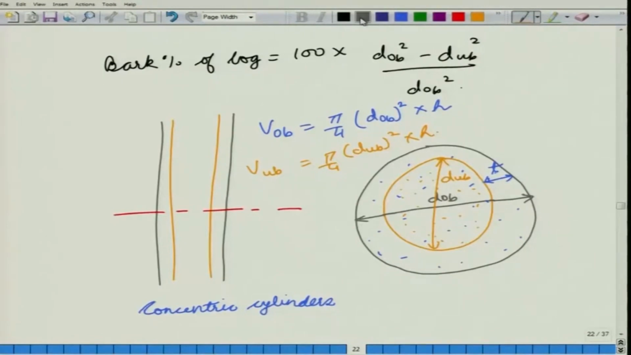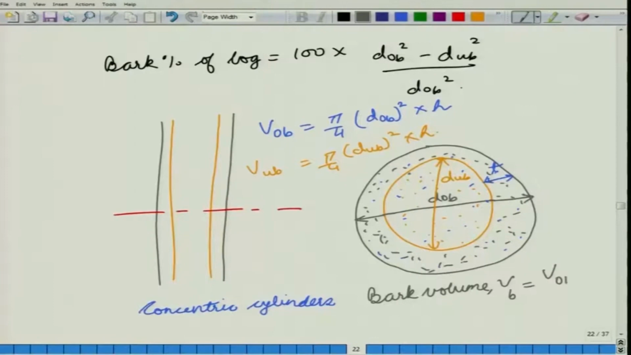Now, what is the bark volume? By bark volume, we mean this volume. So, the bark volume, or let us call it VB, is equal to volume over bark minus volume under bark. So, if we took the over bark volume and then subtracted under bark volume from it, we would be getting the bark volume.